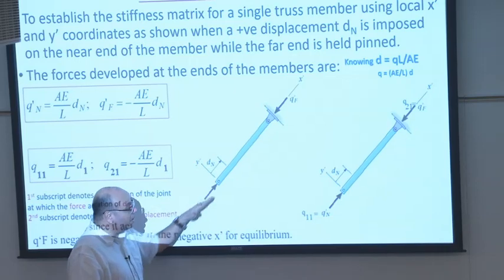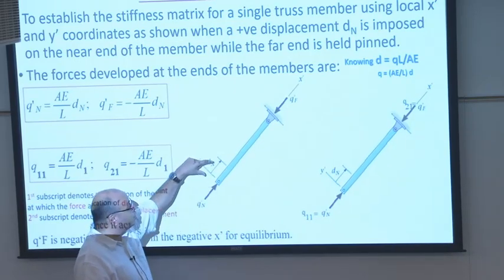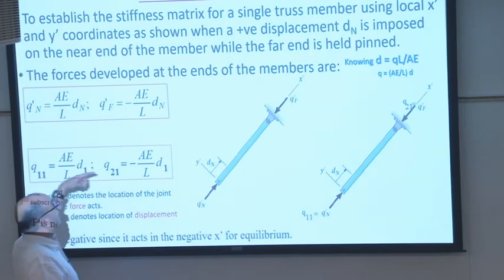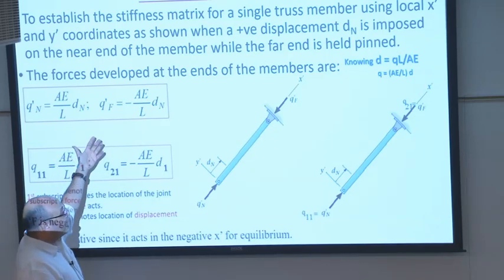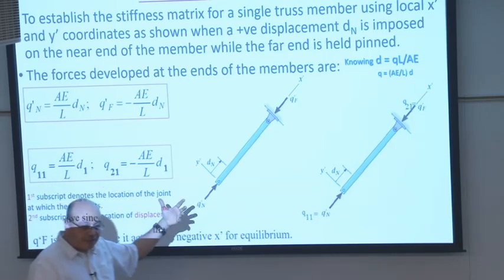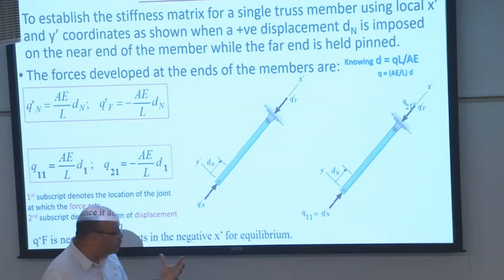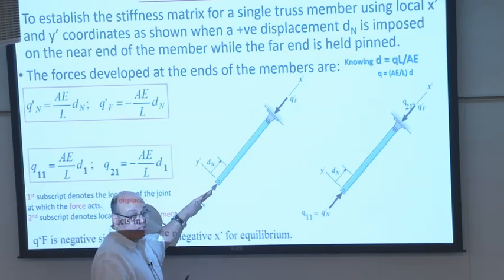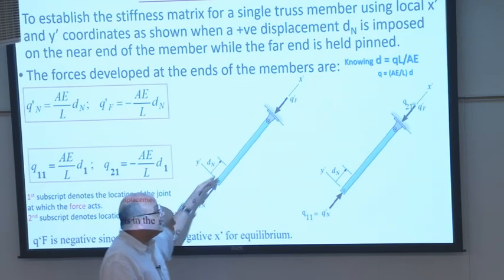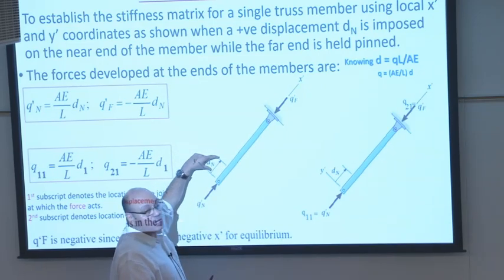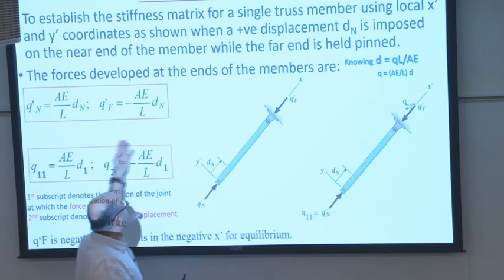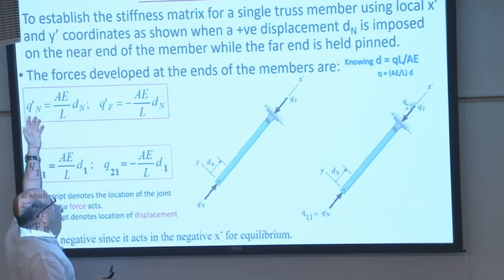And then we apply a certain force that is producing a unit displacement right there, and then find out exactly what the stiffness is, or what is the relationship between the force that's developed at the near end and far end because of the unit deformation right here.